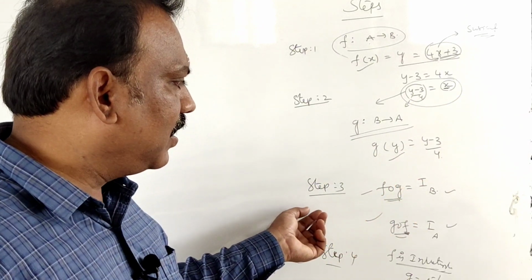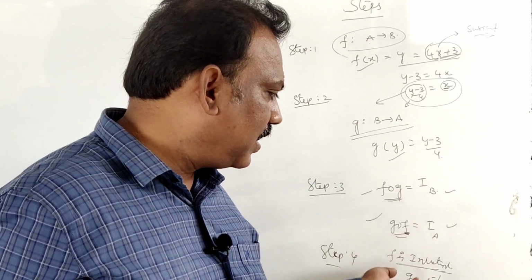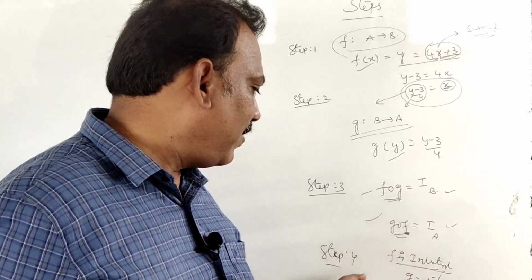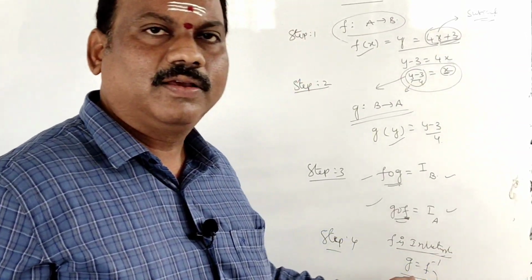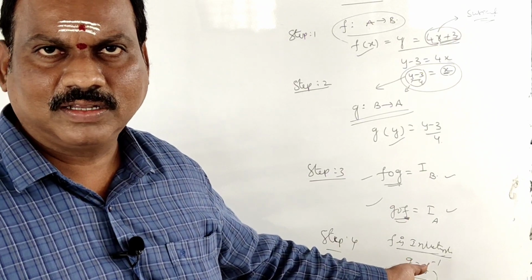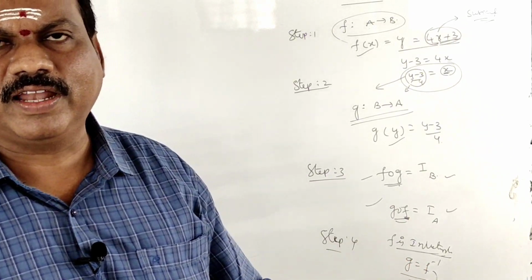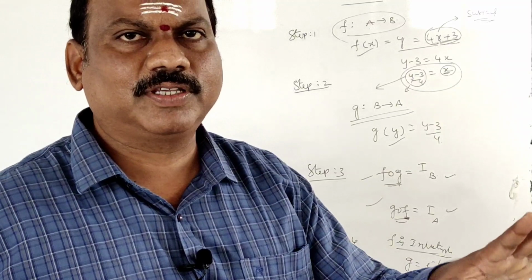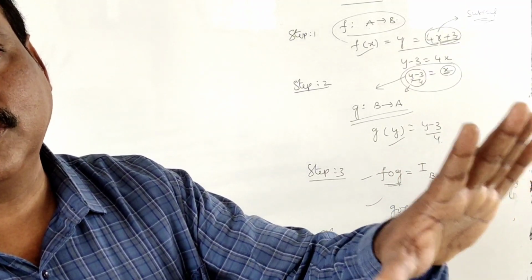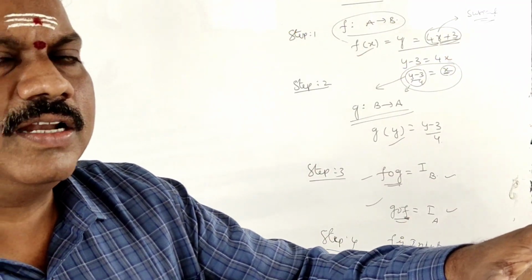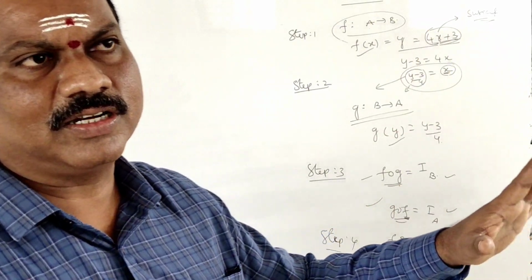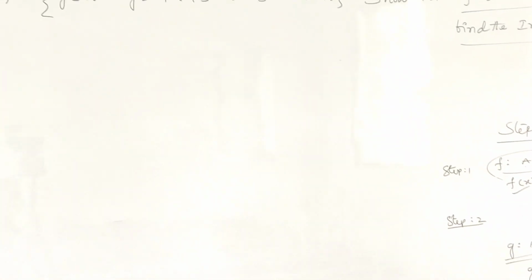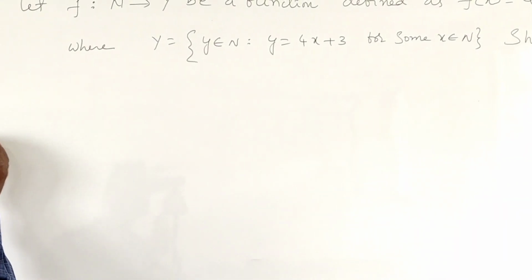After that, step 3, calculate f circle g and g circle f. Finally, step 4, you have to write f is invertible. Finally, g is equal to f inverse. Last, write the f inverse value. So all these steps together carry 5 marks. So it is a very easy question. You have to get 5 marks. So that is based on the invertible function. Right. Now I will solve the problem. Listen carefully, students. Right. Solution.